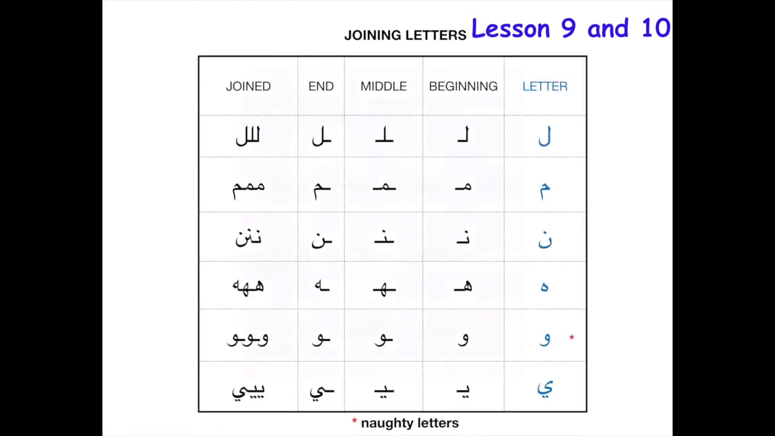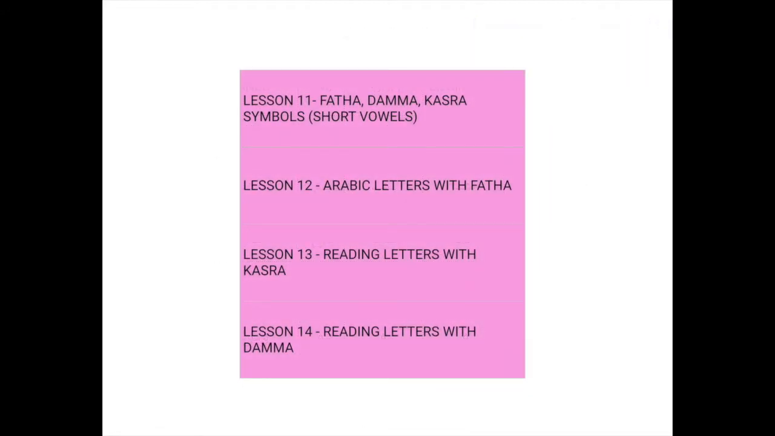Okay, so now we looked at lesson numbers 11, 12, 13, 14. This was the start of looking at the symbols to help you recognize a word, how to read a letter. So if the letter was a ba, for example, do we say ba? Do we say boo? Do we say b? That's where we looked at these symbols. Now, the symbols on their own are called short vowels. So lesson number 11 was just an introduction to it. Then lessons 12, 13, and 14, we broke it down.